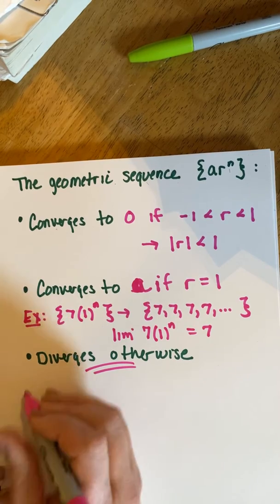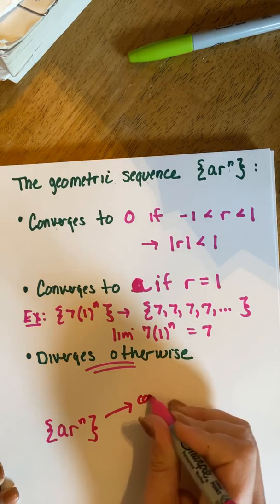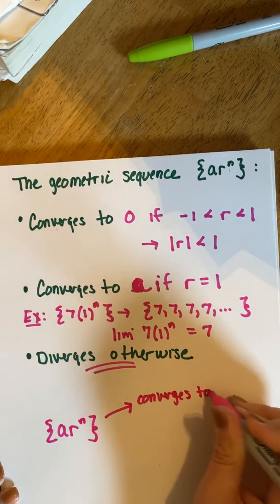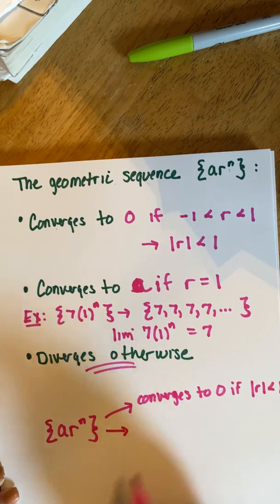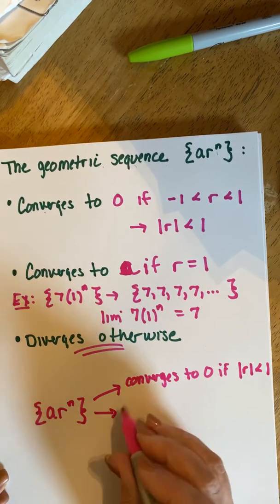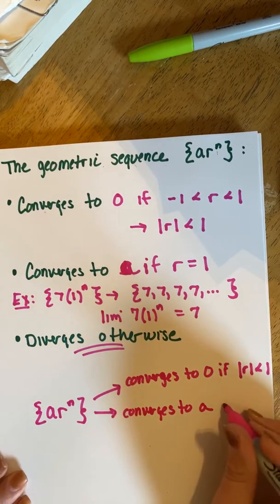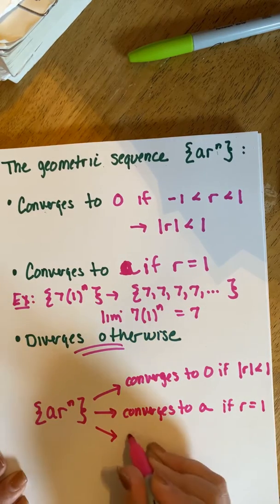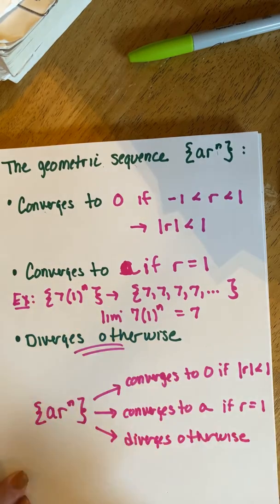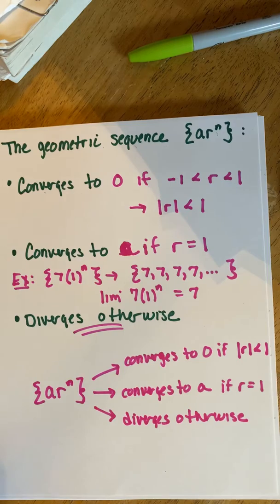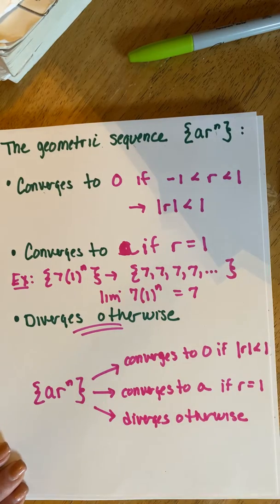So, in conclusion, the geometric sequence converges to 0 if the absolute value of r, the common ratio, is between 1 and -1, converges to the constant out front if r is equal to 1, and diverges otherwise. Let's see, do I have anything else interesting to say about that?